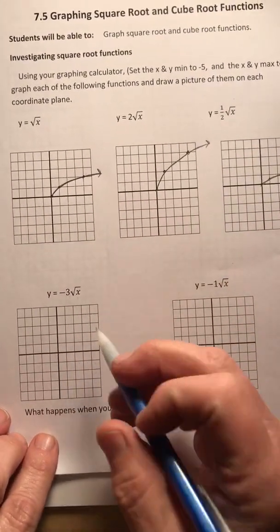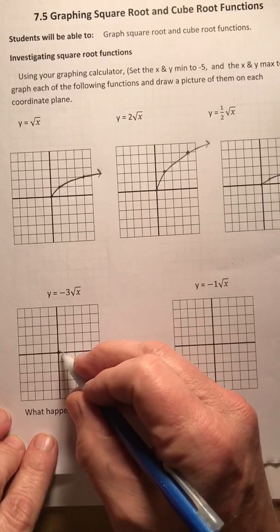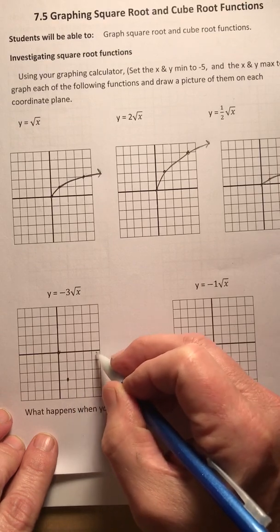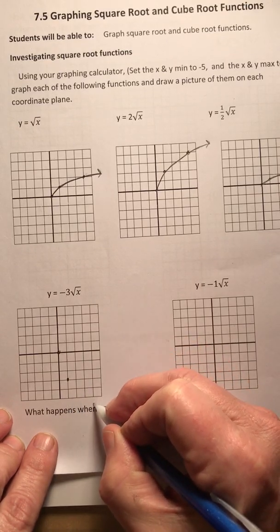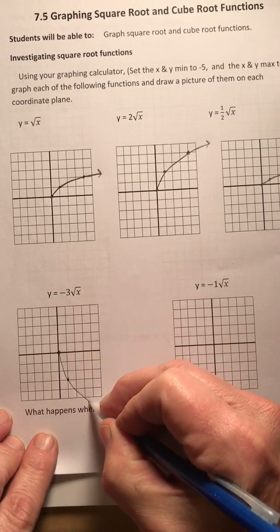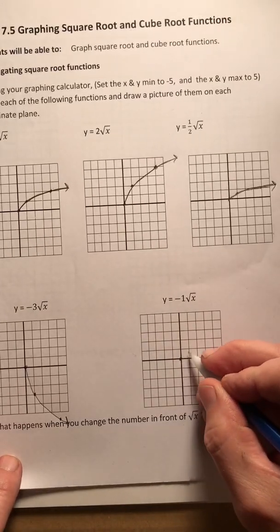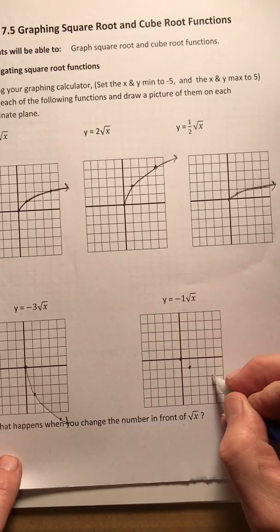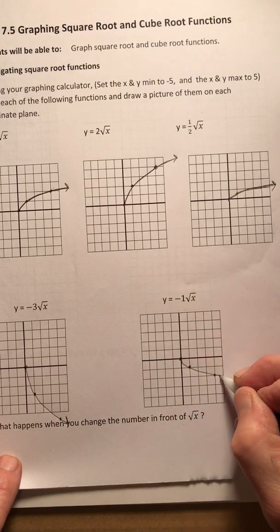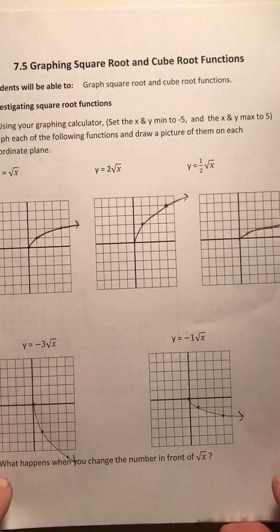And the 3, again, it's going to multiply by 3. So now it's going to be with 0, 0 still going to be there. It's going to multiply this one by a -3, move it down to here, and then multiply this one by a -3, so it's going to move it out to here, and it's going to look like this. Okay, and the -1, again, just flips it to the negative side, so it would look like this. All right, so that's graphing square roots.